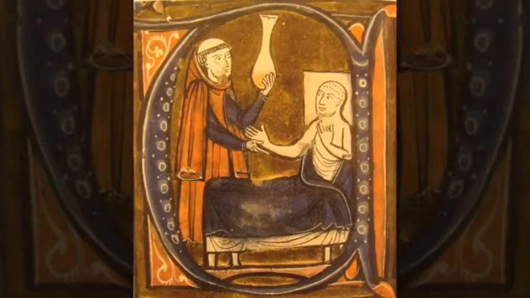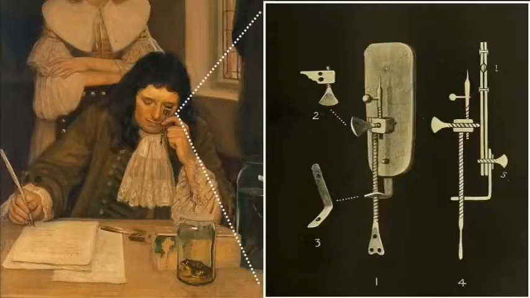Germs are too small to be seen. In fact, for a long time, doctors and scientists didn't even know that germs existed. They tried all sorts of things to stop sicknesses from spreading. But without knowing about germs, that was really hard to do. The first big step forward was the invention of this, the microscope.